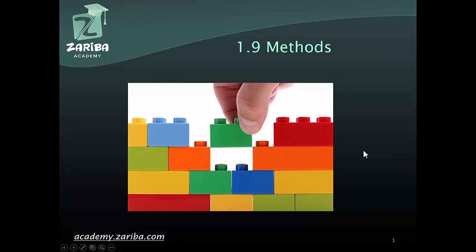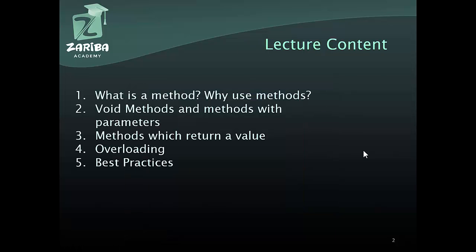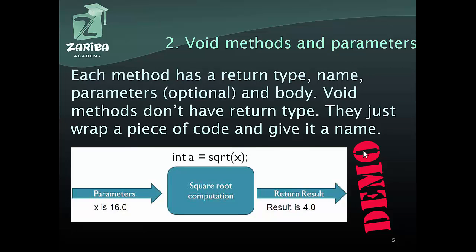Okay, that's it for some general explanations. So, void methods and parameters. Each method has a return type, name, parameters, and body. Void methods don't have a return type. So at the beginning, the thing that we'll be doing is just take some part of the code, wrap it up, and put it in another place. Just give it a name so that we can use it straight away without having to do all the lines of code in our main method. So these are relatively simple.